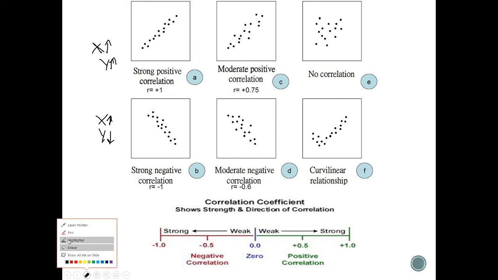And then, okay, what makes it strong versus weak? Well, it all depends on how close you are to 1 or negative 1. If you find R, and we'll talk about how to find R in a second, if it's 0, that means there's no correlation. But if it's closer to 1, that means it's a stronger positive correlation. If it's closer to negative 1, that means it's a stronger negative correlation. So strong positive, you're close to 1. Strong negative, you're close to negative 1.